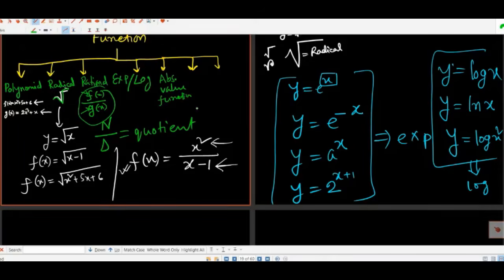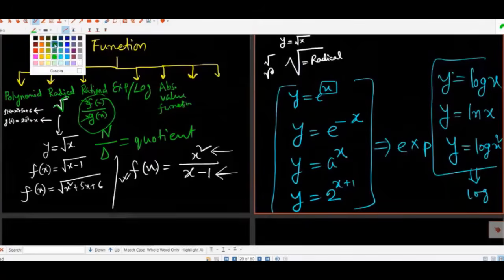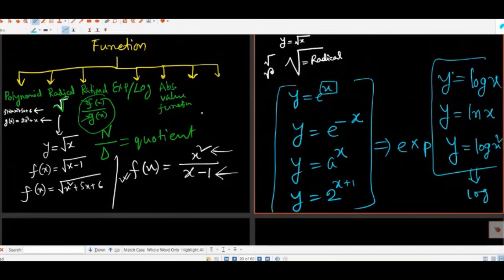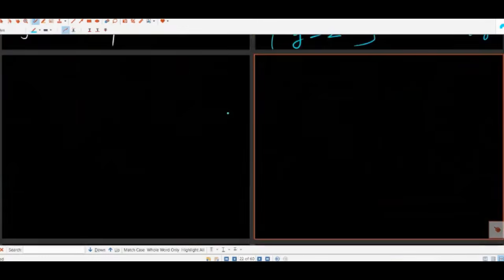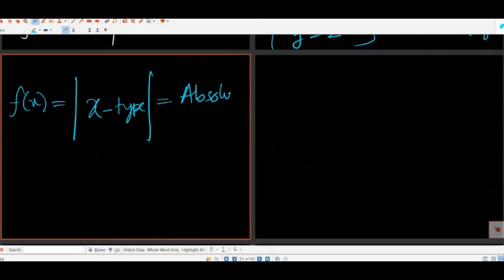So what is absolute value function? Let's say we have y equals mod x, y equals modulus of x negative 1. That means having this symbol with x type form is generating a function that is now known as absolute value function.